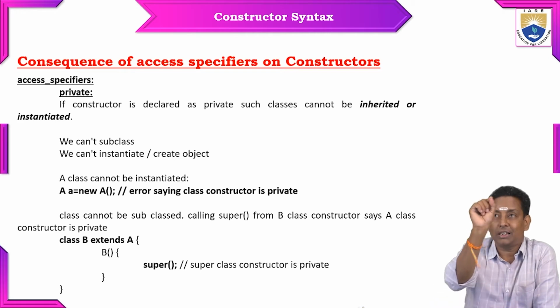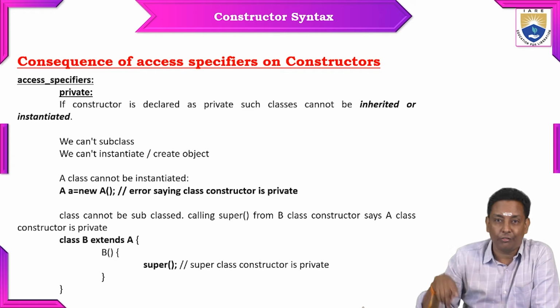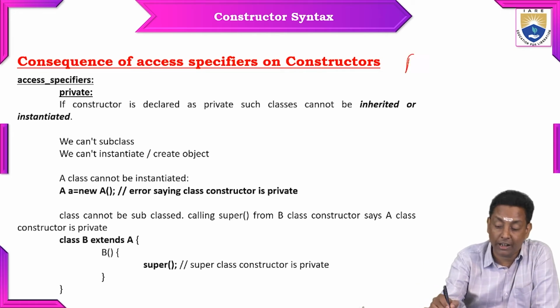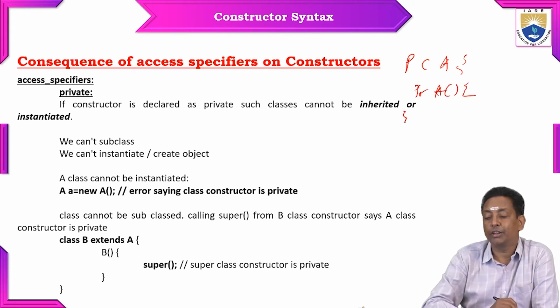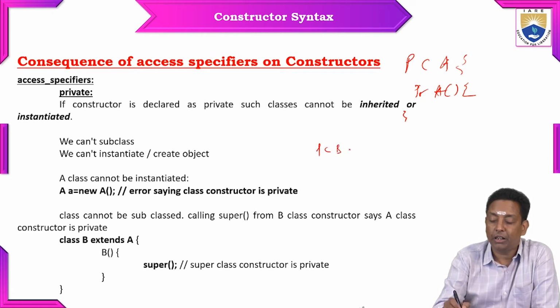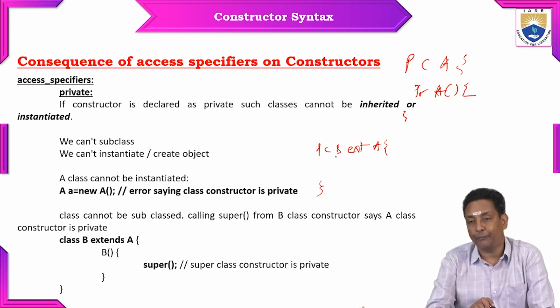So you write public class A, and in it a private constructor A(). See what happens. You write public class B extends A, and you don't write anything here. Just compile B.java.